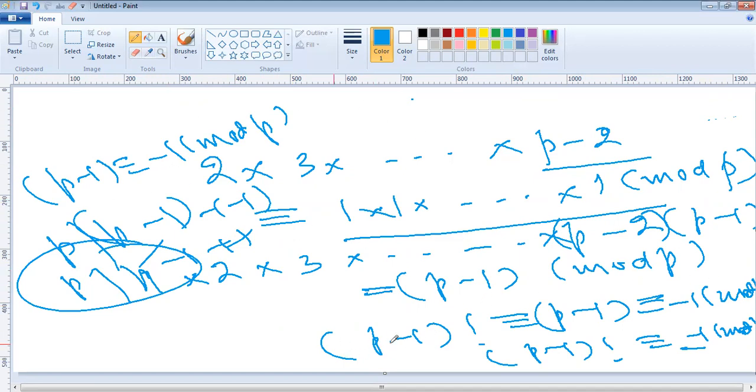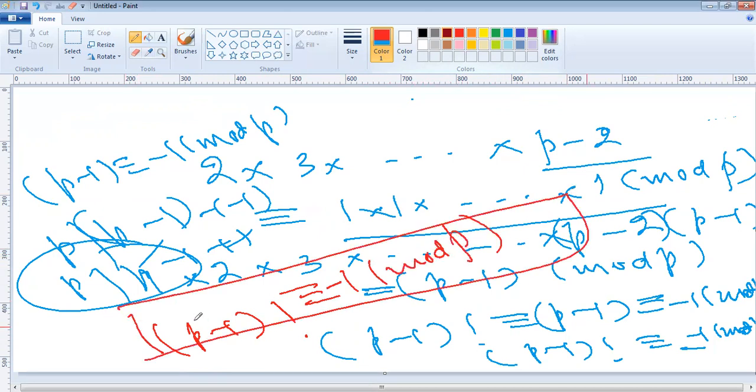So we have been able to show that P minus 1 factorial is, because we have a transitive relation, congruent to minus 1 modulo P. So even if P is an odd prime, this result is still true. And this result is known by the name Wilson's theorem.